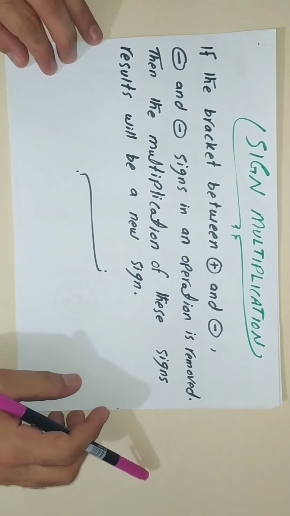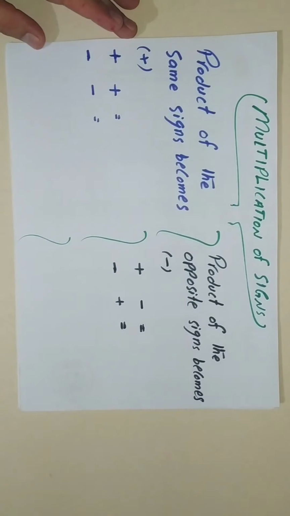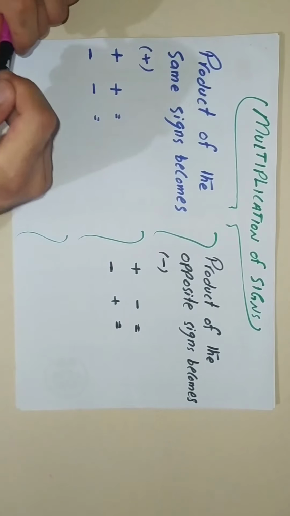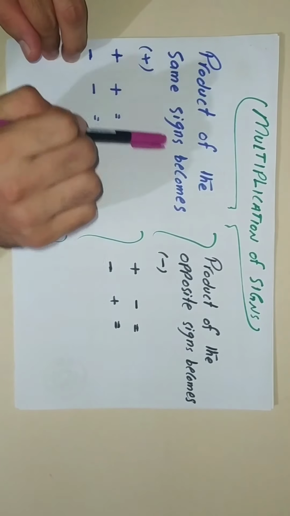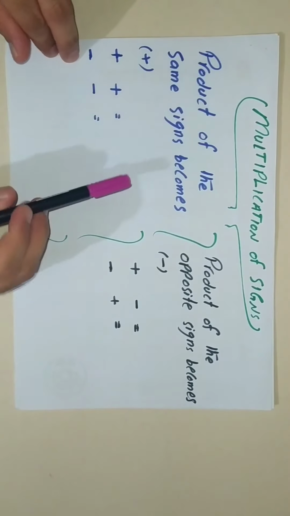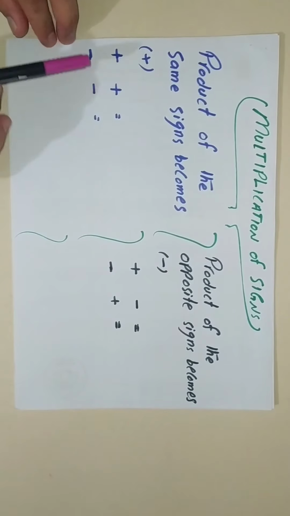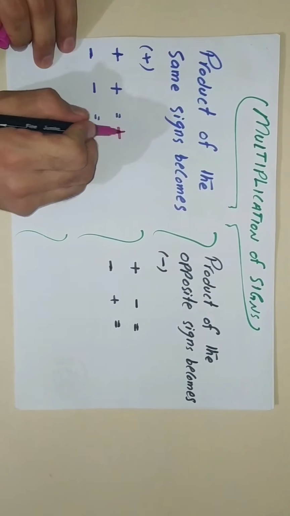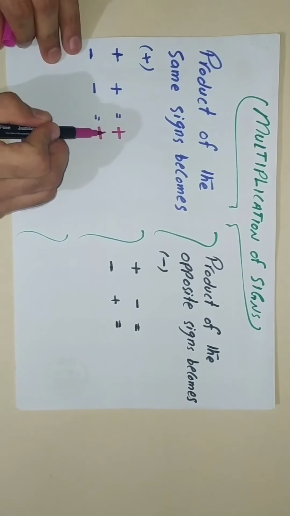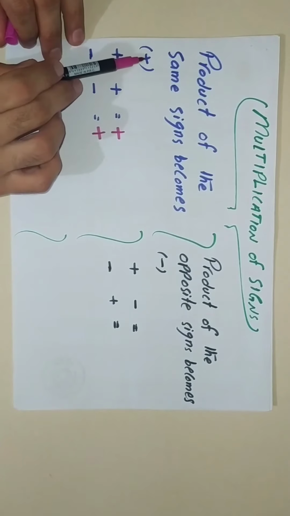Okay, now I will give some examples, you will understand them well. It is the multiplication of the same signs. The product of the same signs becomes positive, this rule is always the same. If we multiply plus and plus, it will always give you plus, because they have the same signs. Minus and minus will always give you plus. If you see same signs, it will always give you plus.